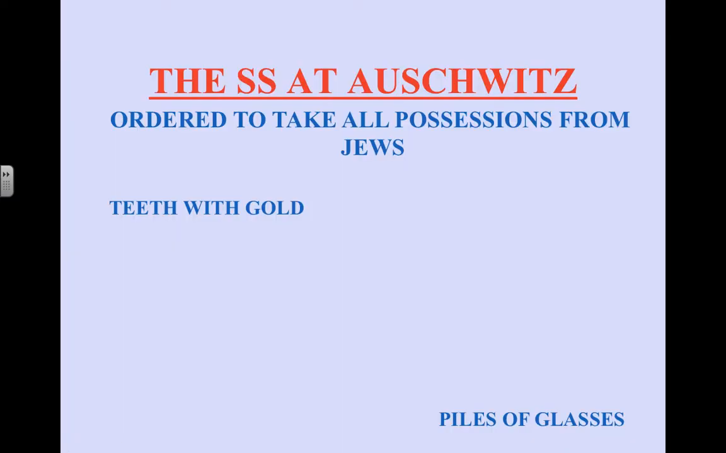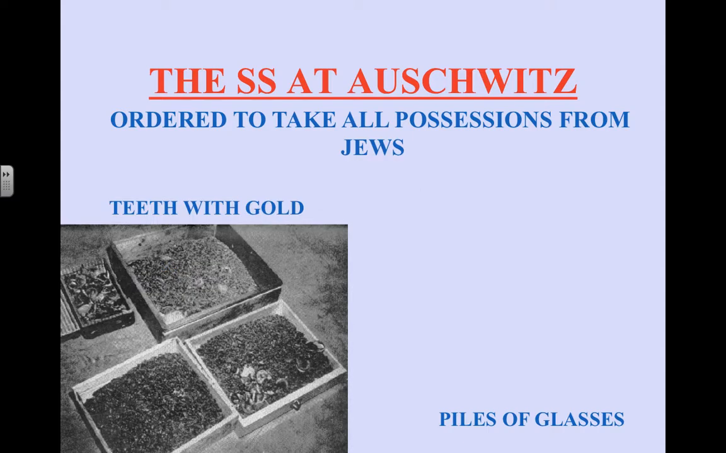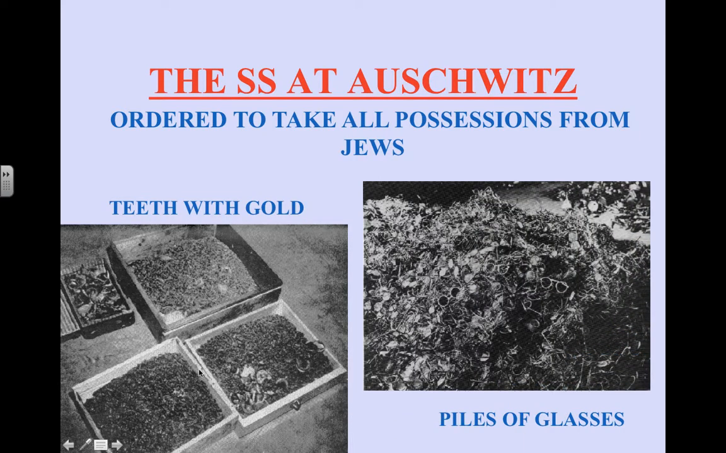The SS at Auschwitz. Auschwitz was probably one of the most famous death camps. So the Jews were sent to Auschwitz and they were killed. They were ordered to take all possessions from the Jews, including teeth with gold and piles of glasses. So basically all their glasses, their gold teeth and everything was placed into these boxes. There's their glasses. There's the gold teeth.